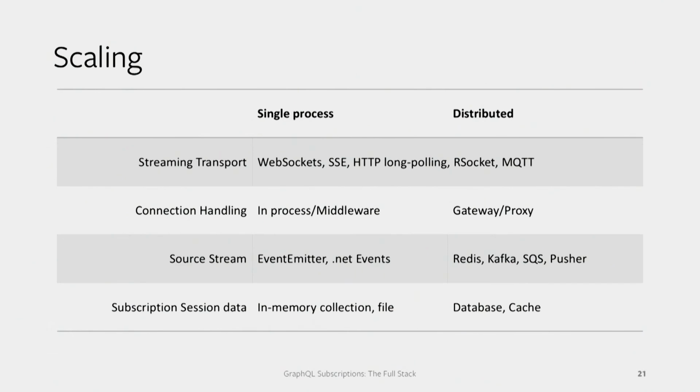For connection handling, every WebSocket connection terminated with that single node process. But that's not going to cut it if we want to deploy this thing at scale. We need a gateway layer whose job it is to terminate these connections and to handle these connections in a way that is decoupled from the rest of the architecture. For the source stream, if we're continuing to use the pub/sub style system as our source stream, in the single process, it's simple. It's just an event emitter in Node.js. But if we want to go distributed, we're going to have to add a component that is much better at dealing with the state that comes with a pub/sub system. And we can look to Redis, Kafka, Pusher, lots of solutions out there. And then for subscription session data, it sufficed in the single process case to store this either in memory or in a flat file. But I'm going to need a real database or a cache layer to store this information in the distributed case.